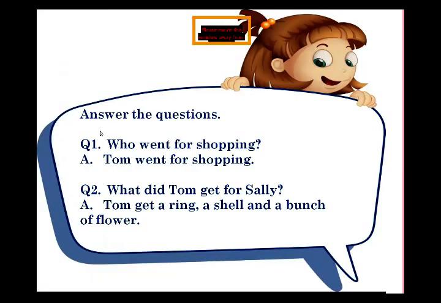Now your another activity is to answer the questions. Question number one. Who went for shopping? As I told you, Tom went for shopping. Question number two. What did Tom get for Sally? Sally is Tom's friend. So Tom got a ring, a shell, and a bunch of flowers.